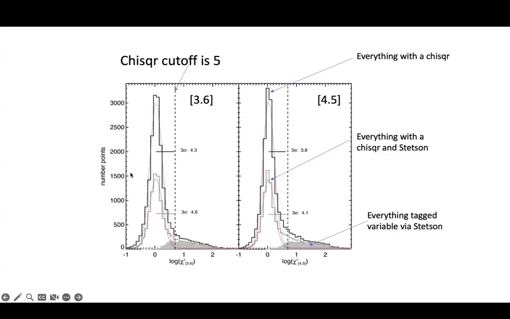So the chi-square cutoff that we took was based on the 3 sigma for the distribution of all the chi-squares. We took the chi-square of 5 as the limit. So that solid gray is the chi-square distribution for everything that we thought was variable based on Stetson. And so this is the distribution of everything that had a chi-squared that's 3 sigma for a fit to that distribution. And so that dashed line is that chi-square of 5 cutoff. So everything to the right of that line we took as variable.